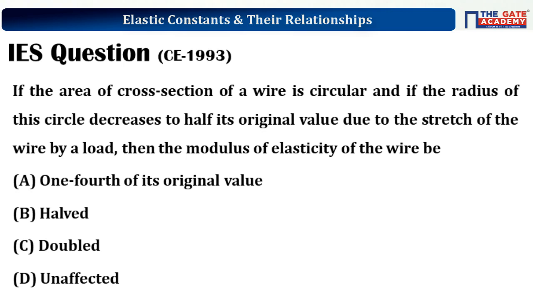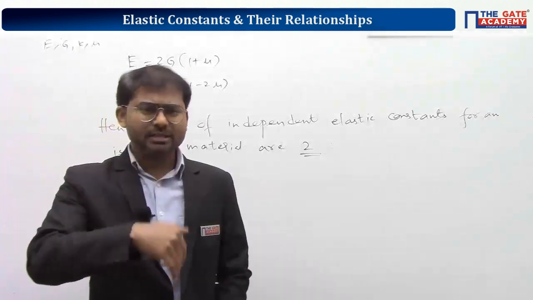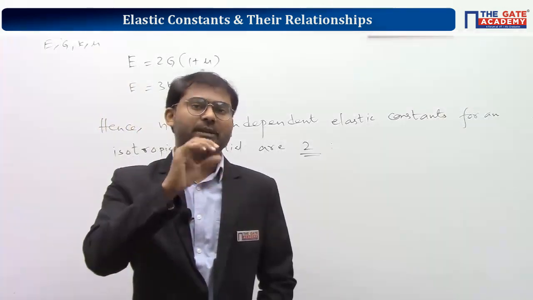If you read the question, it's given that the area of cross section of the wire is circular, and the radius of this circle decreases to half its original value due to the stretch of the wire by load. Then the modulus of elasticity of the wire would be? Here you should understand that these elastic constants are material properties. They won't change unless you change the material. They won't change due to application of load or any other reason.